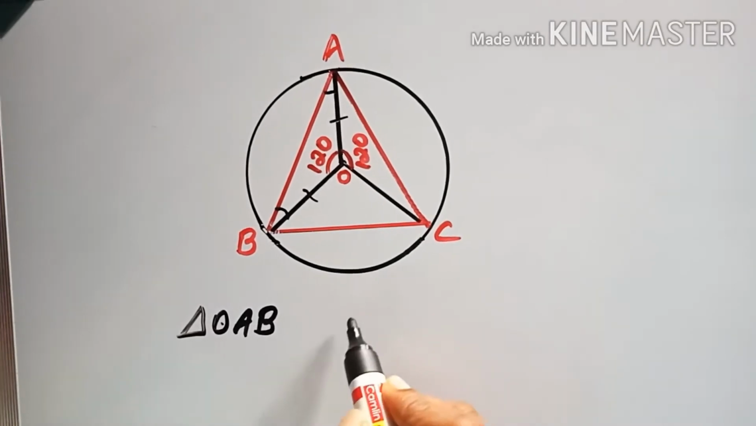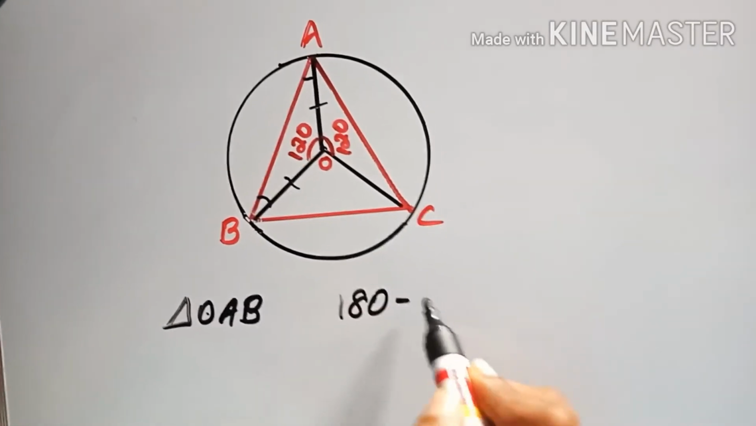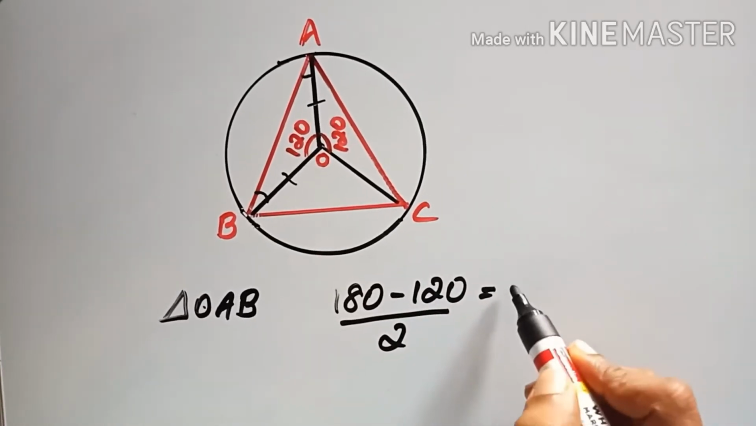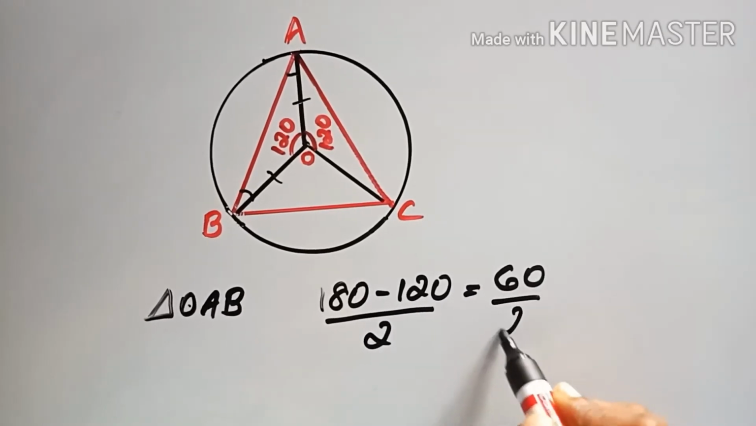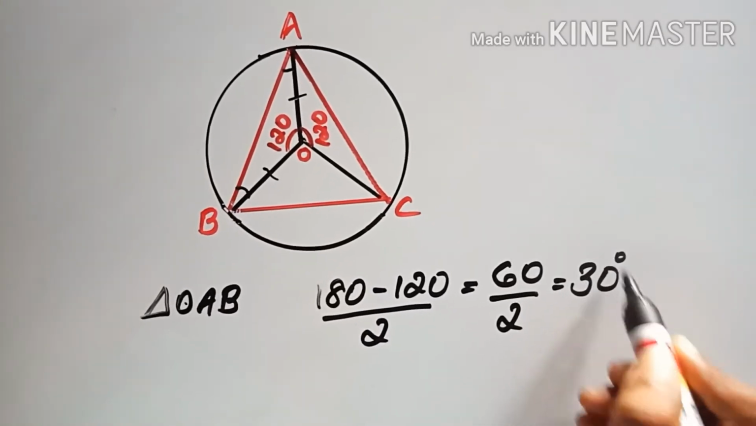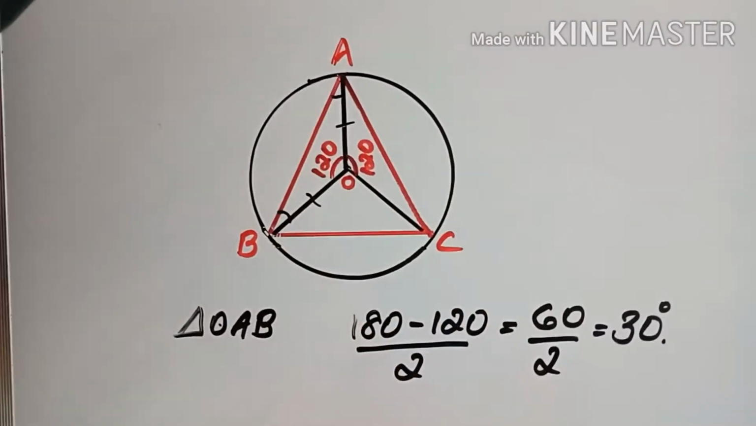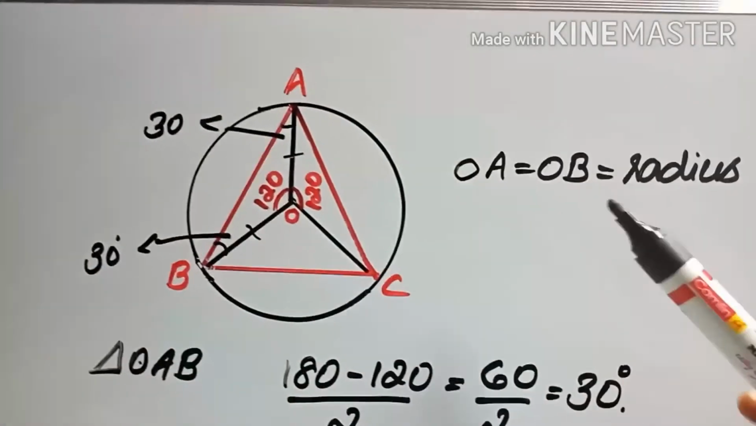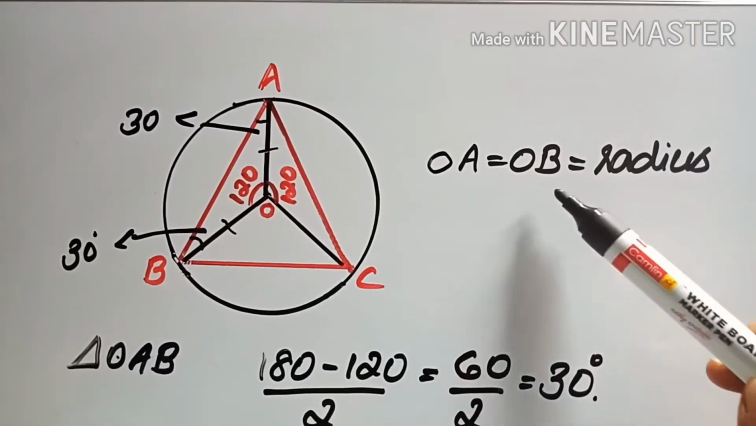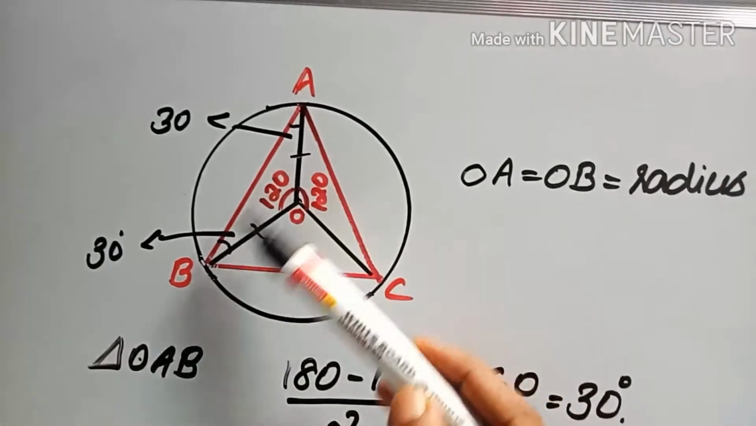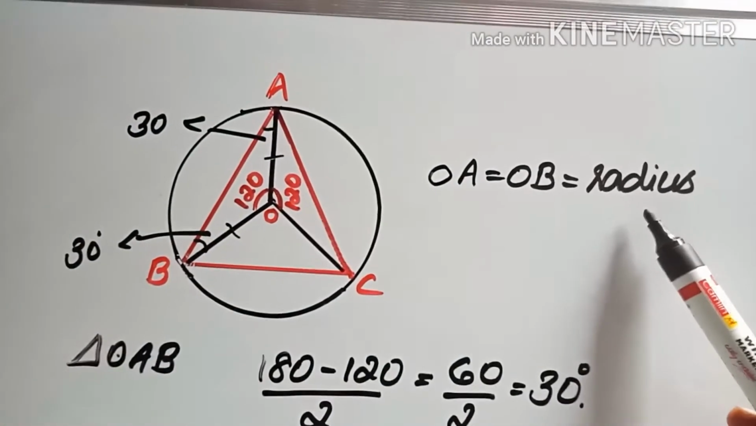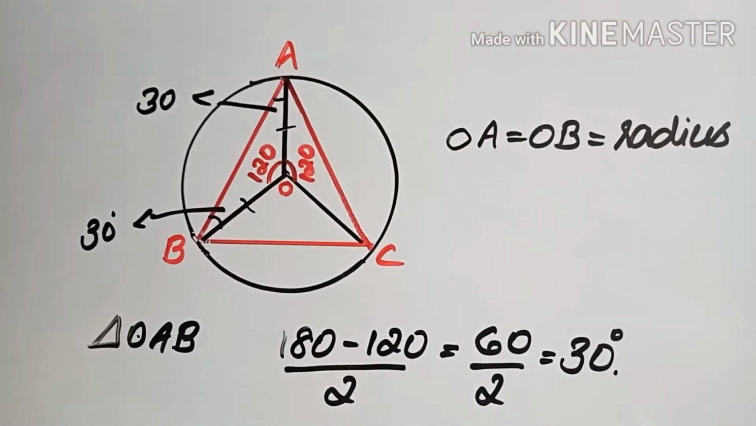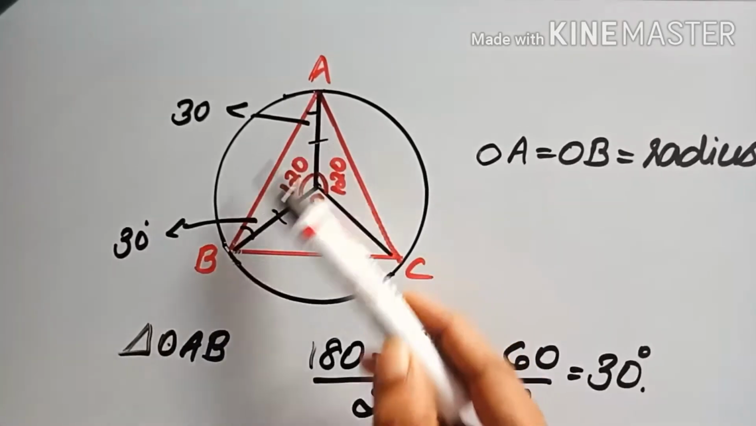How do we find these two angles? What is the equation? 180 minus 120, whole divided by 2. So 180 minus 120 is 60. 60 by 2, the answer will be 30 degrees. That means each angle will be 30 degrees. We got 30 degrees because OA equals OB, both radii. Only because these two are equal, that's why we consider that triangle an isosceles triangle. Otherwise, it may not be possible. So, these two parts we got.